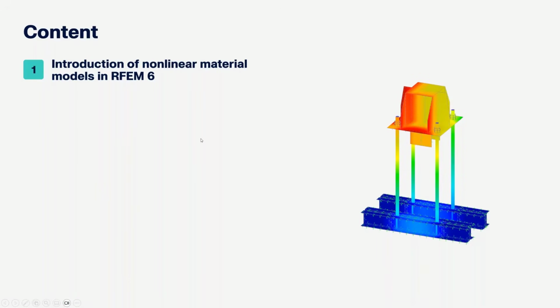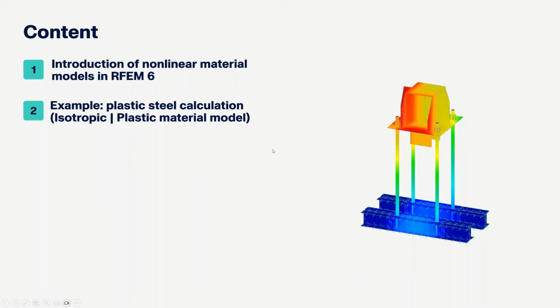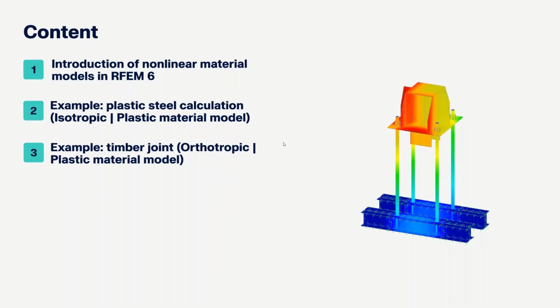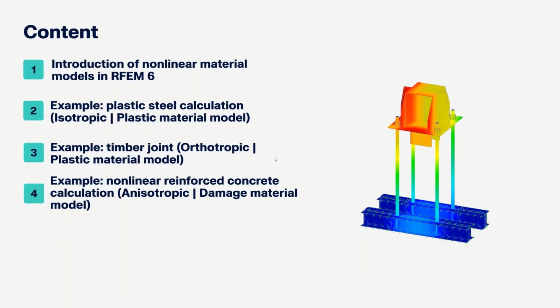To the agenda today, at first I will introduce the nonlinear material models in RFEM 6. Then I present an example about the plastic steel calculation with the isotropic plastic material model. Then another example of a timber joint using the orthotropic plastic material model. And a third example, a nonlinear reinforced concrete calculation with the anisotropic damage material model.